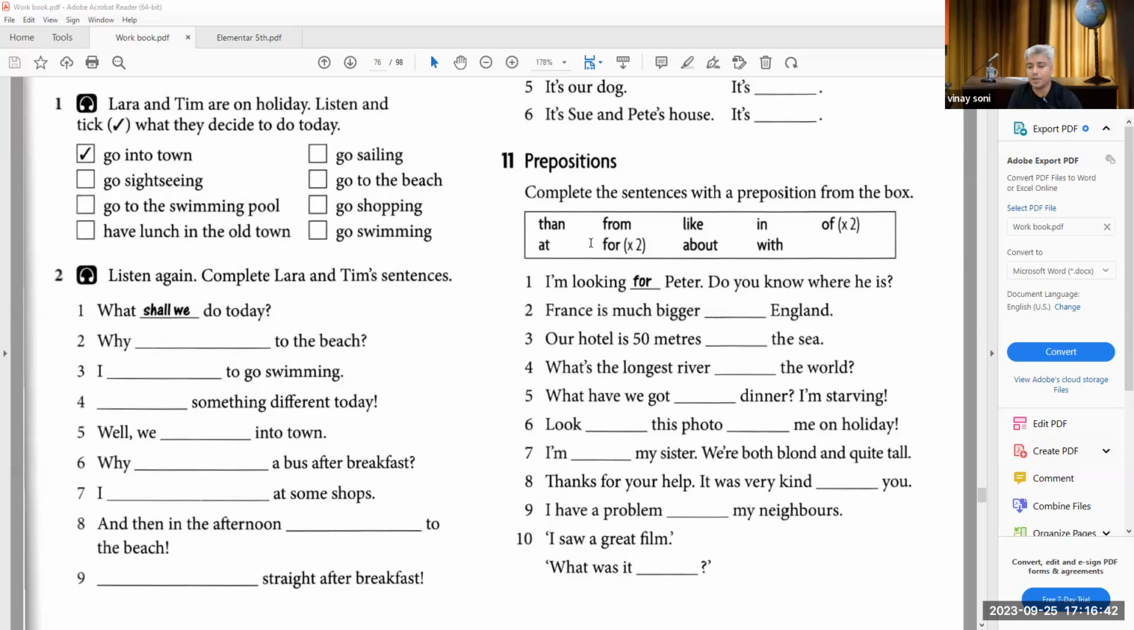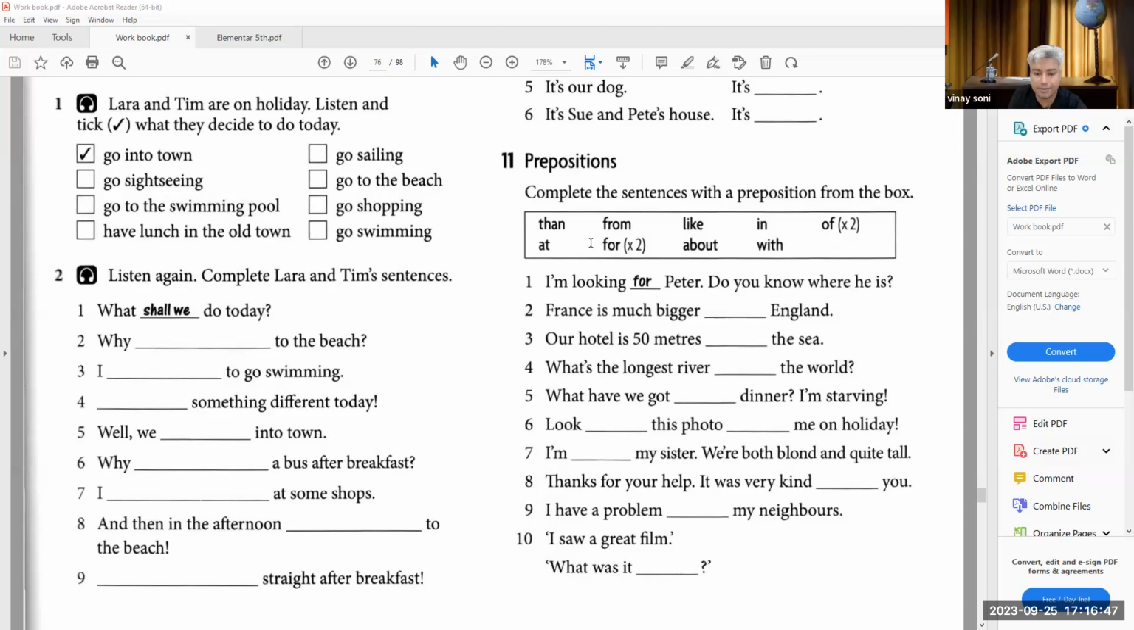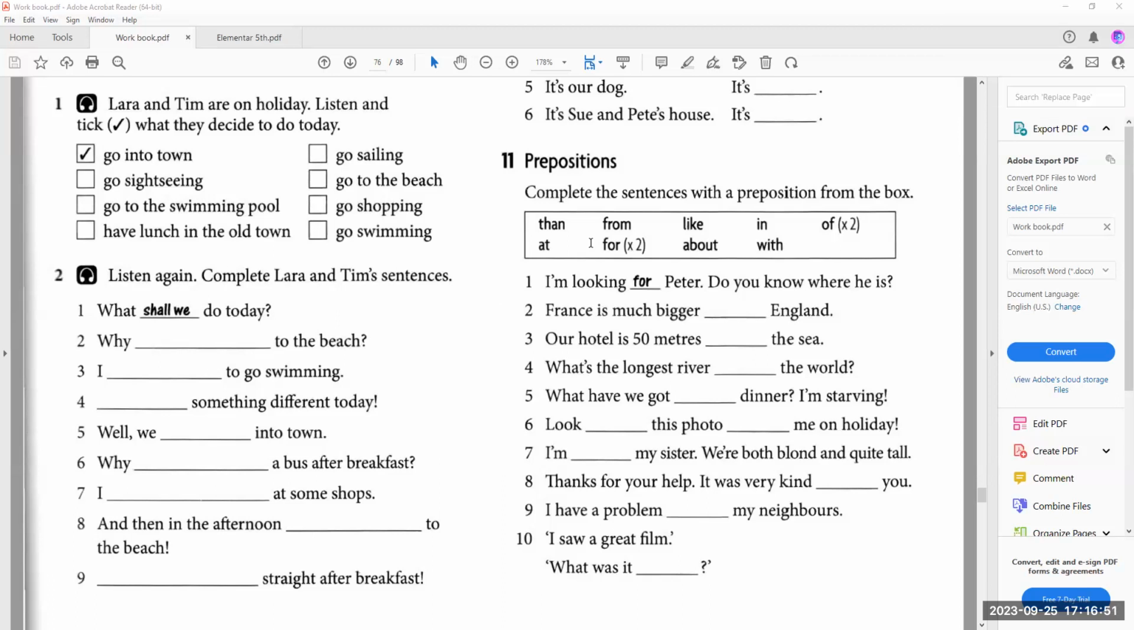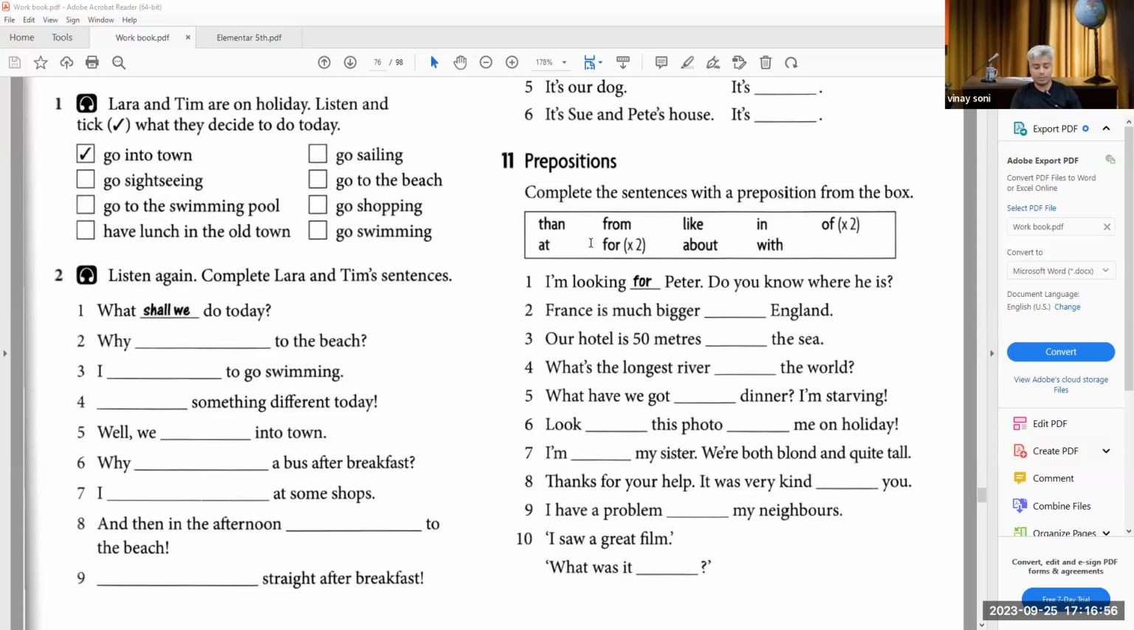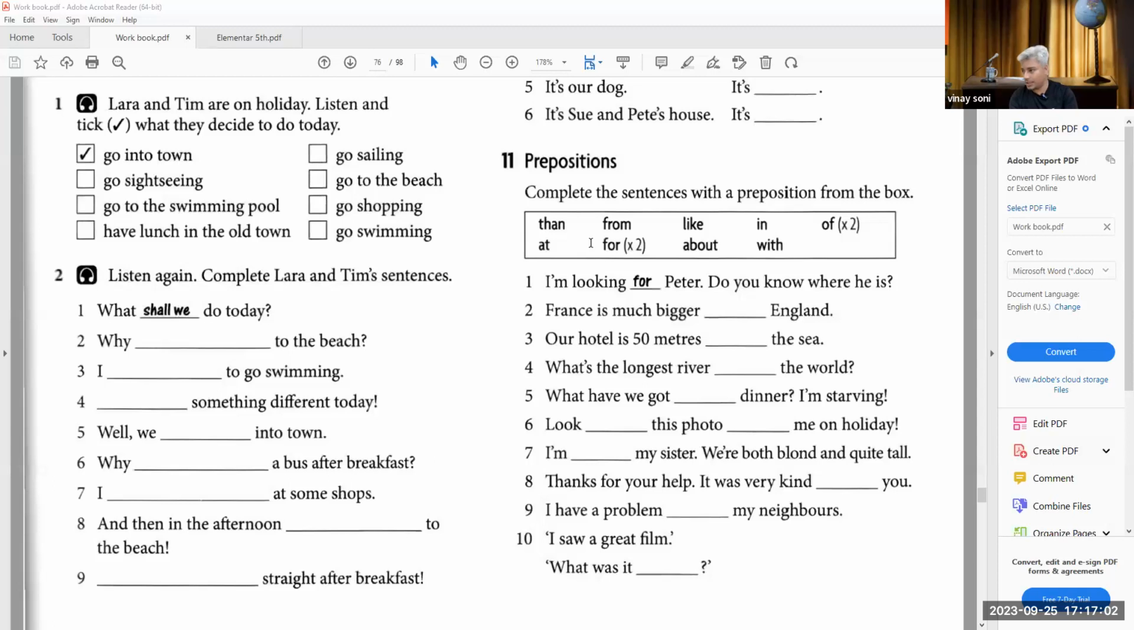What's the longest river in the world? 5. What have you got for dinner? I'm starving. Remember the word starve? I gave you a long lecture on that word. Starve means bhukhe marna. I'm starving. 6.